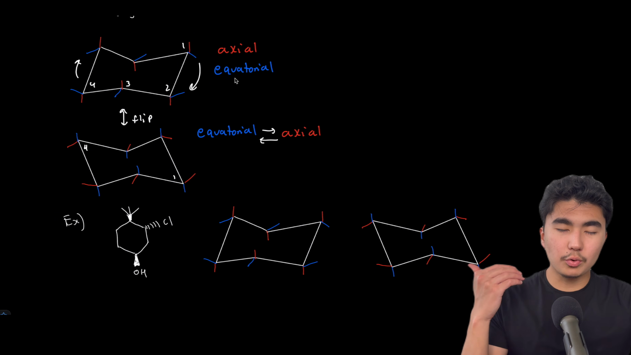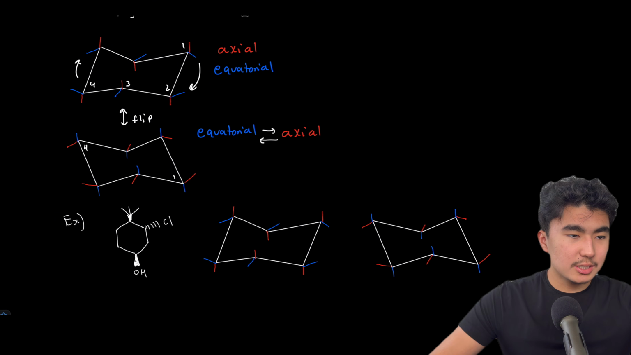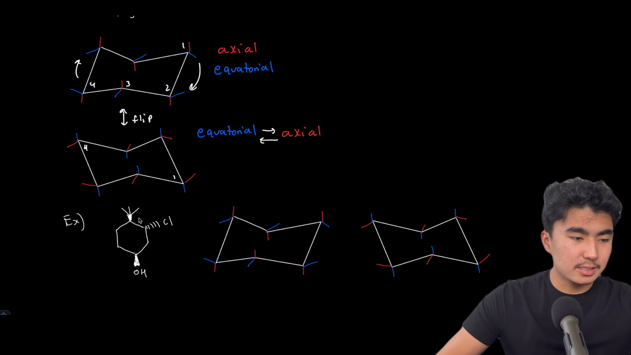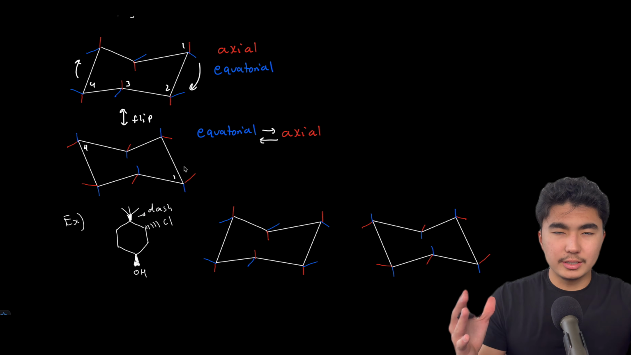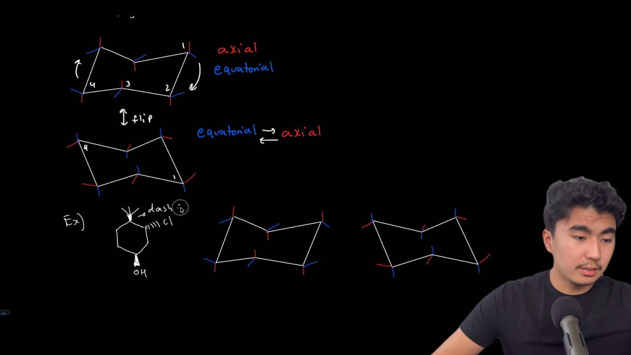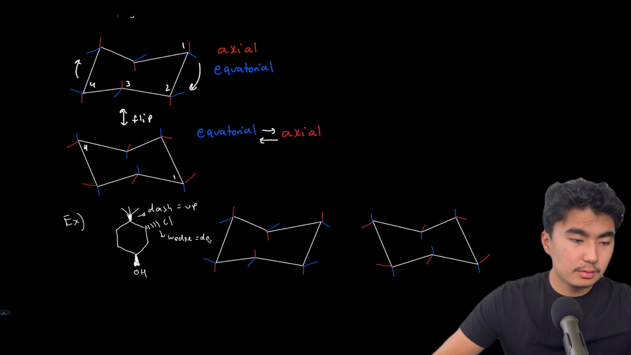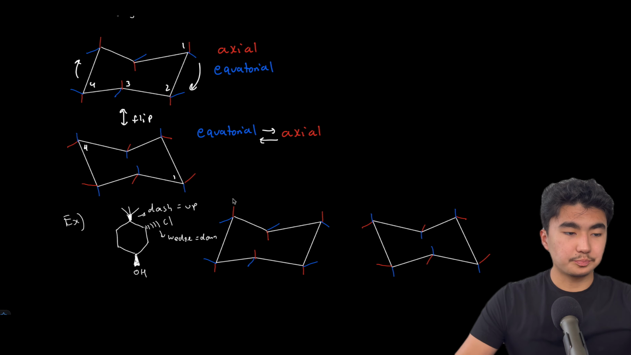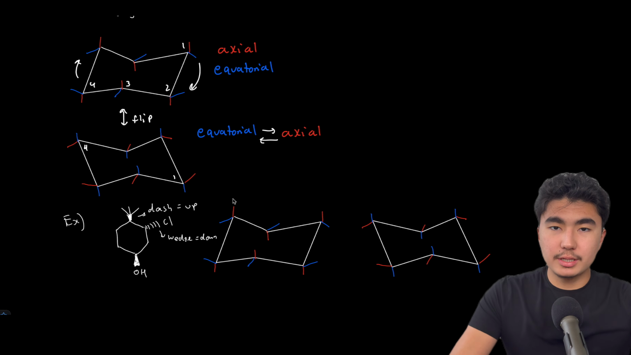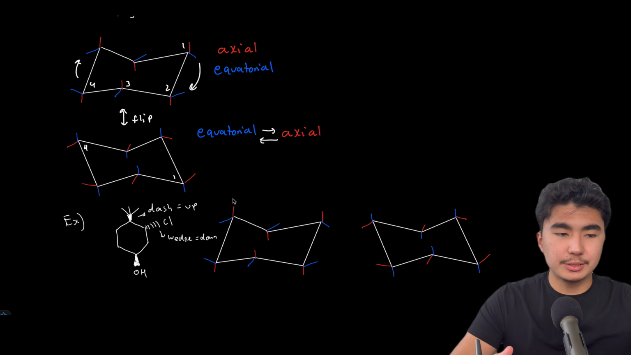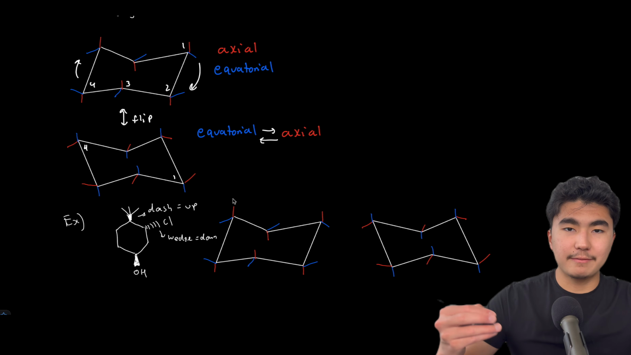So what does an example of this look like? Well, let's just say we have this cyclohexane right here, and our dashes, so dashes are going to be the colored in triangles. These are going to be pointing up, while our wedges are going to be pointing down. And when you're putting this on the chair conformation, it really doesn't matter which carbons you put it on as long as they have the same position.